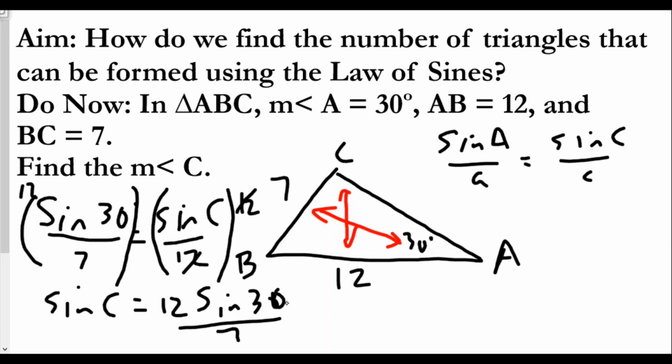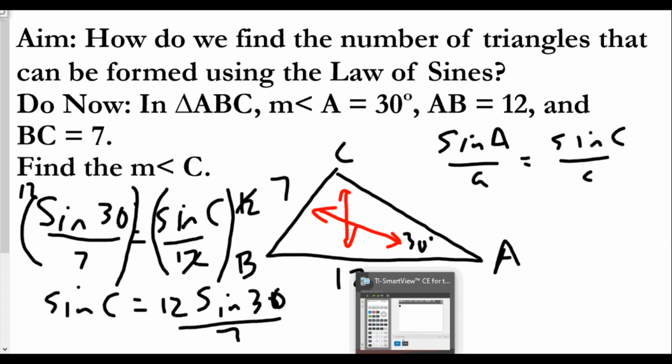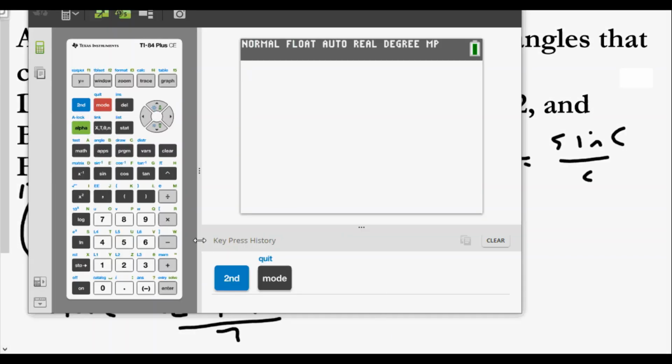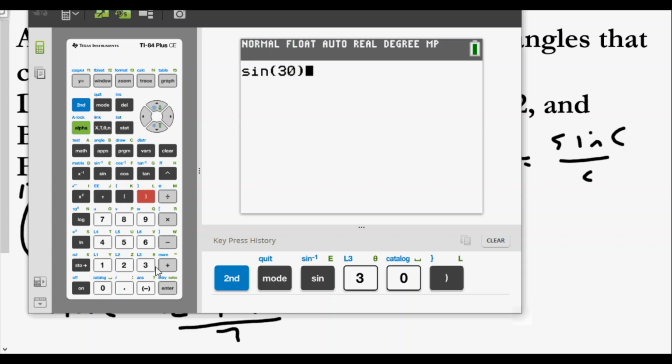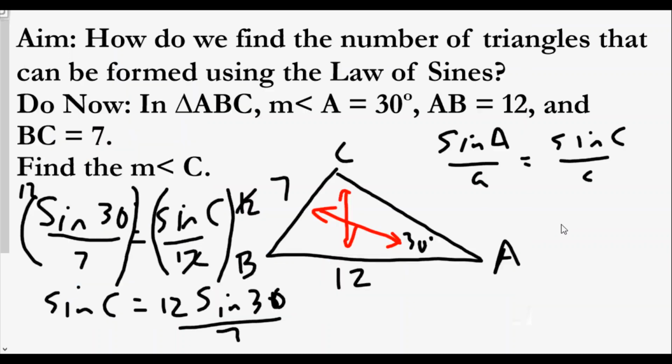Now, on your calculators, one of the things we're probably seeing quite a bit is that sine of 30 is equal to 1/2. But just in case you don't believe me, we can go to a calculator here, and we'll type in the sine of 30, and that's equal to 0.5. Okay, so just to show that to you. Now that means in this case we have 12 times 0.5 over 7, which is equal to 6 over 7. So the sine of C equals 6 over 7.